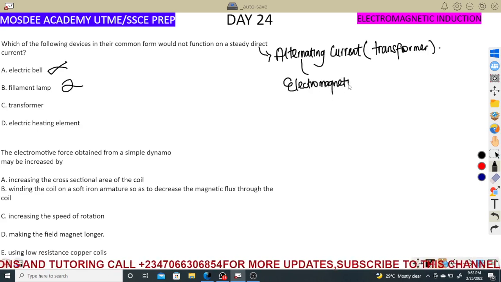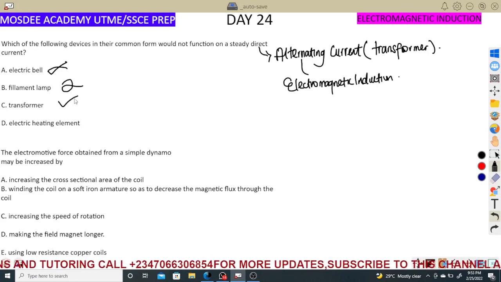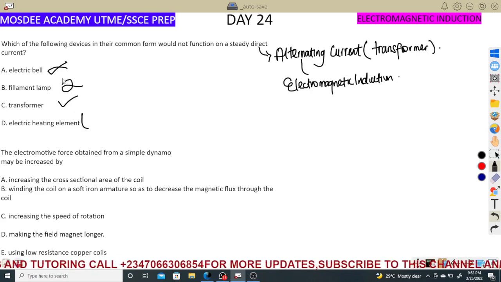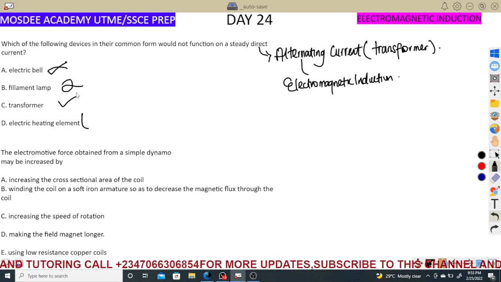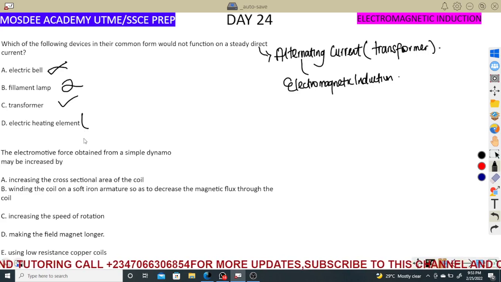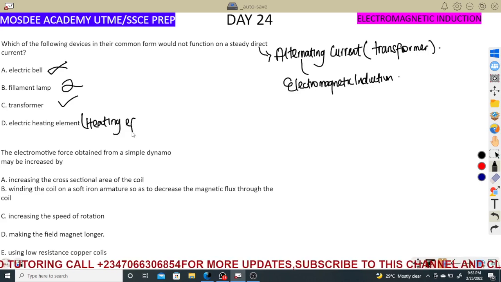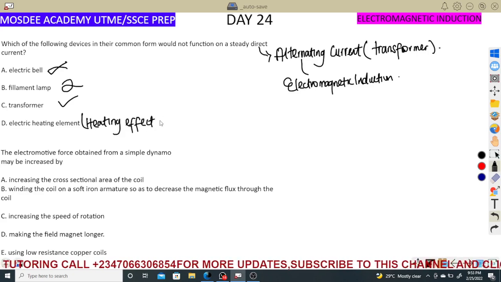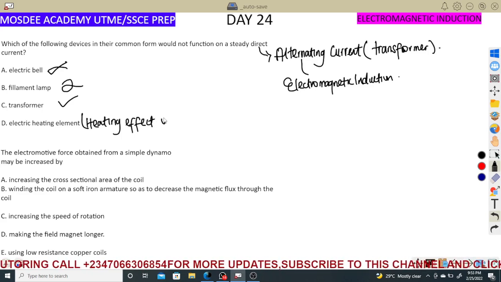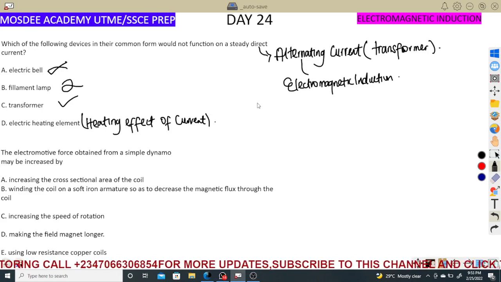Electromagnetic induction, let's write it in full now. So the answer to this: electric heating element works on Joule's heating effect, which is the heating effect of current. So electric bell, magnetic effect of current; filament lamp, heating effect of current; electric heating element, hot wire meter, all those work on the heating effect of current. We've talked about this before. So the actual answer to our question is option C. So keep that in mind: transformer works on the principle of electromagnetic induction.